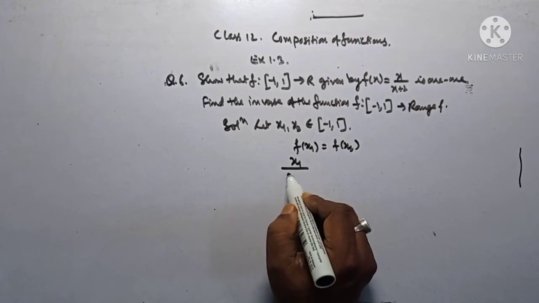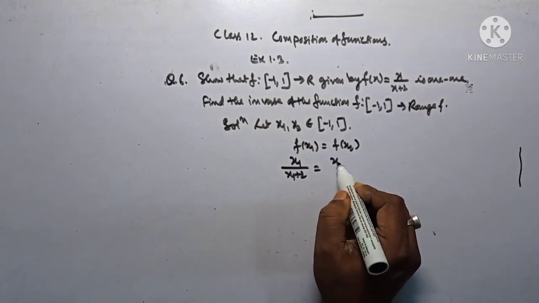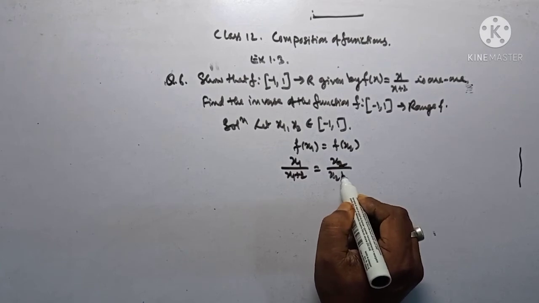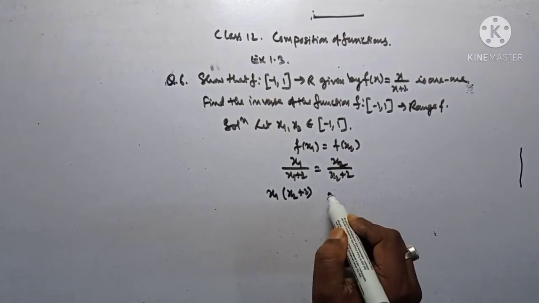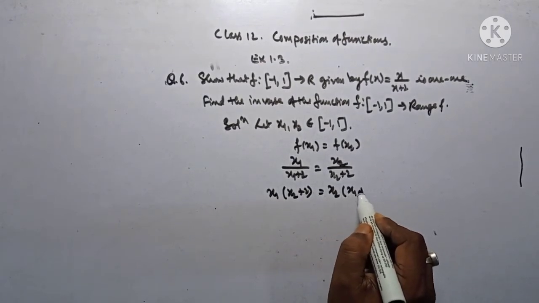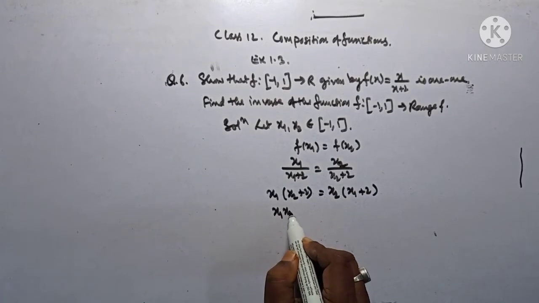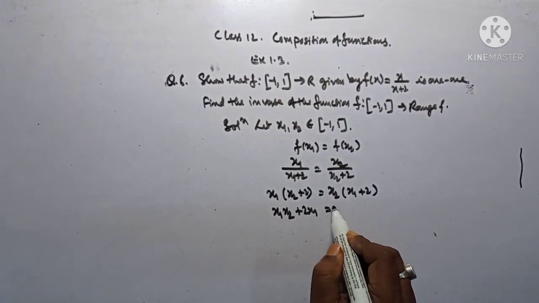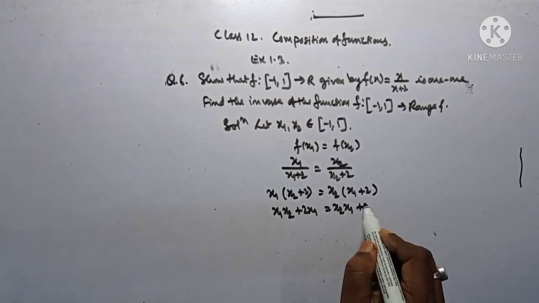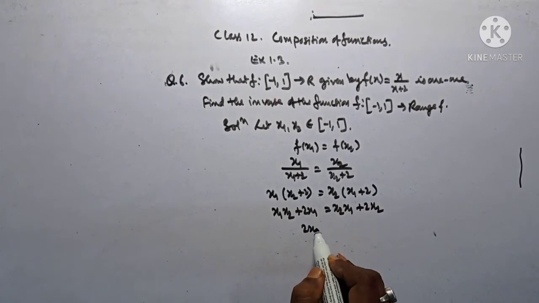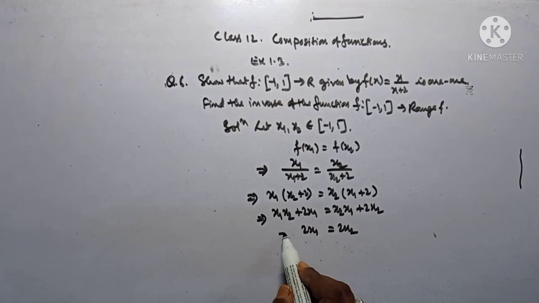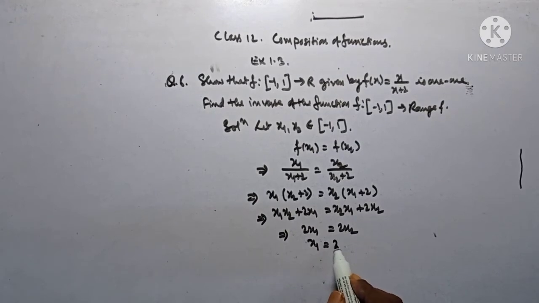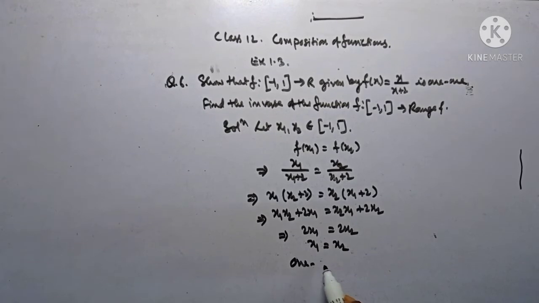So x1 by x1 plus 2 is equal to x2 by x2 plus 2. Now x1 into x2 plus 2 is equal to x2 into x1 plus 2. So x1 x2 plus 2x1 is equal to x2 x1 plus 2x2. So 2x1 is equal to 2x2. So x1 is equal to x2. So it is a 1-1 function.